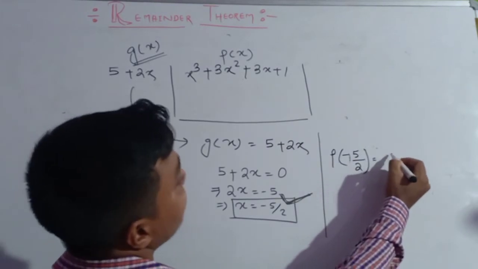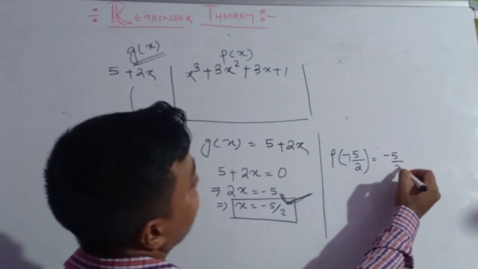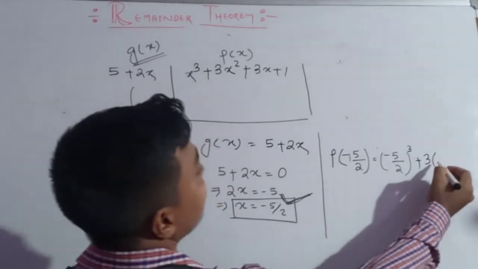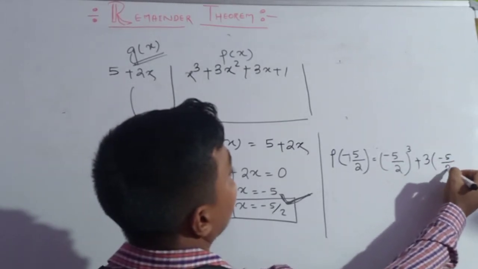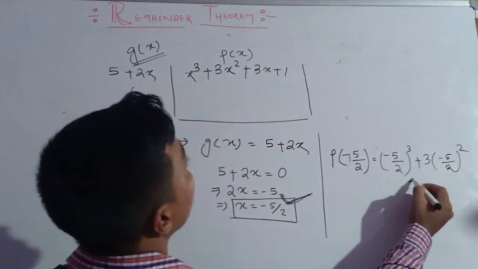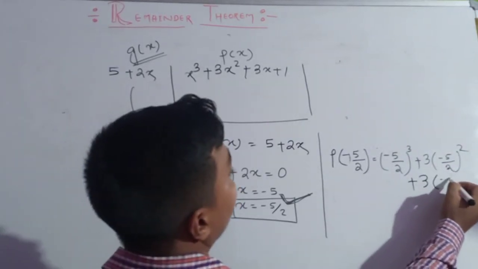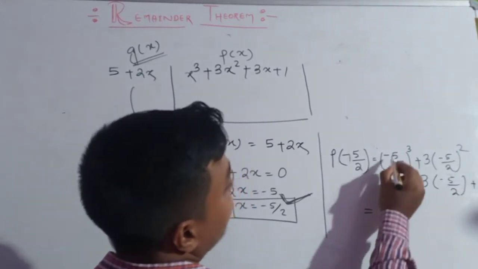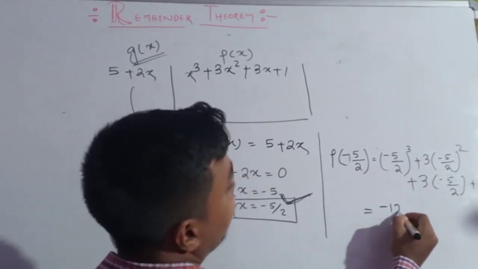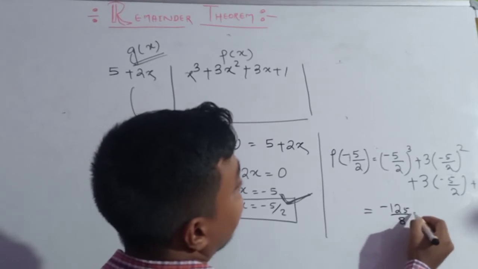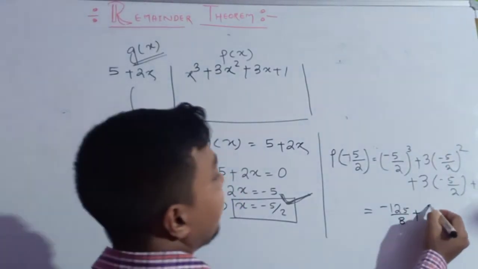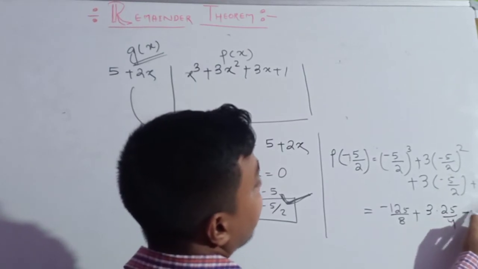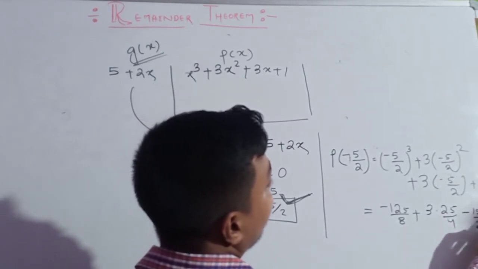So here x cube means (minus 5 by 2) cube, plus 3x square means 3 times (minus 5 divided by 2) square, plus 3x means 3 into minus 5 by 2, plus 1. You just have to simplify. Minus 5 cube means minus 125 divided by 8, plus 3 into 25 divided by 4, minus 15 divided by 2, plus 1.